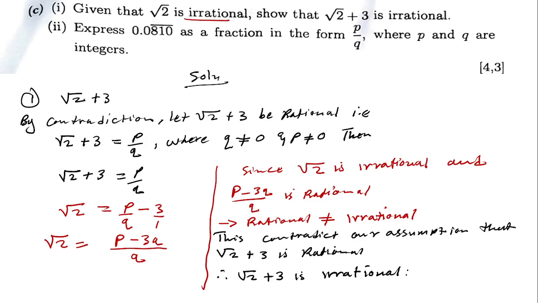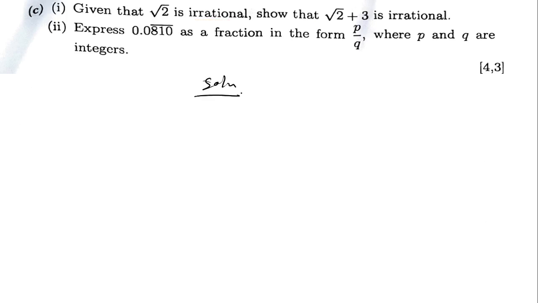With that in mind, I'll quickly look at question C2. So I'll write my solution. In this particular one, we have been given 0.0810 bar, and they want us to put it into the form P over Q. But before I talk about this question, is there anyone with a question, anyone with a problem on the previous one?